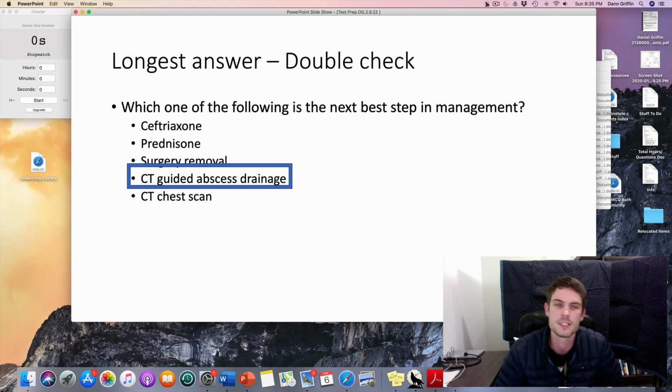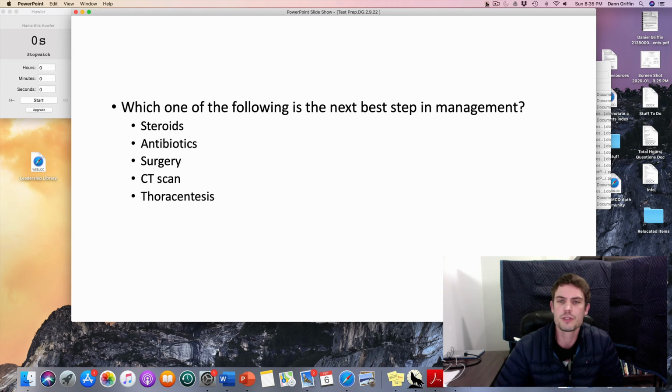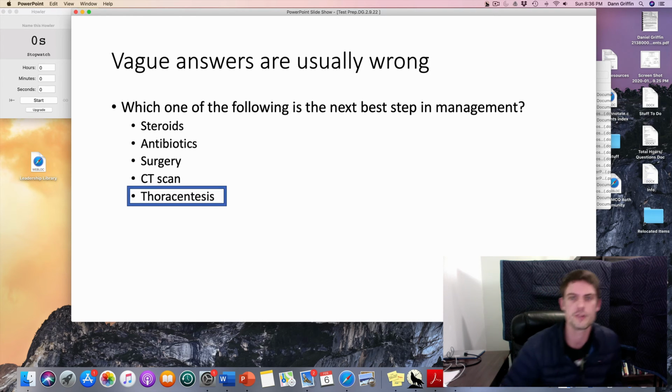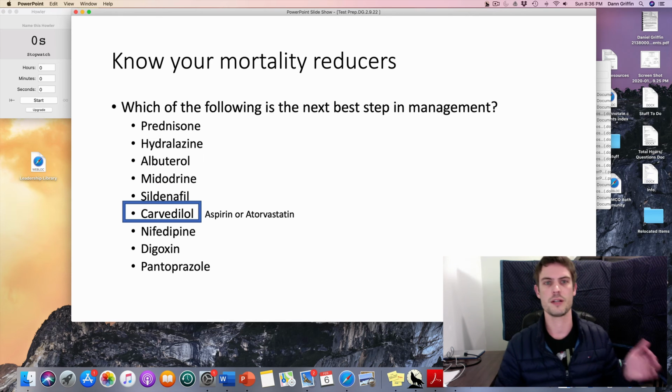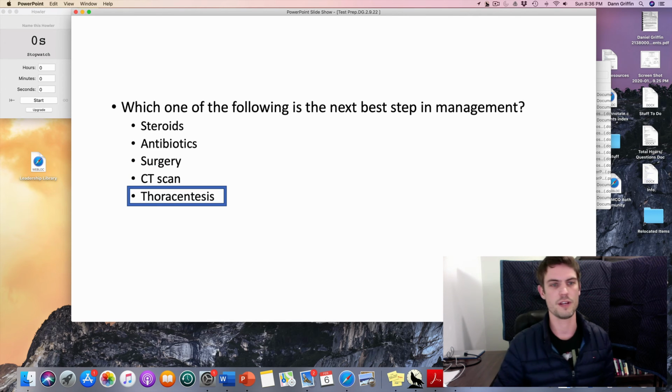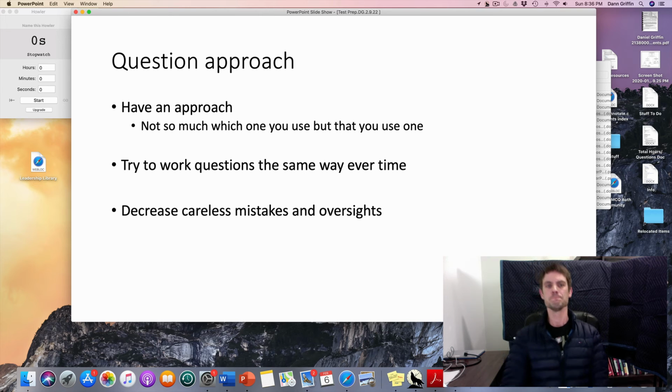This one, which is the following next best step in management: steroids, antibiotics, surgery, CT scan, thoracentesis. So steroids, how much, when, how long? Antibiotics for what, how much, how long, what kind of antibiotics? Surgery of what? CT scan of what? And then thoracentesis. That's very specific. You're going to do it. We know what a thoracentesis is. So vague answers are generally wrong. So all those again: longest answer, double check; know the mortality reducers; and vague answers are usually wrong.